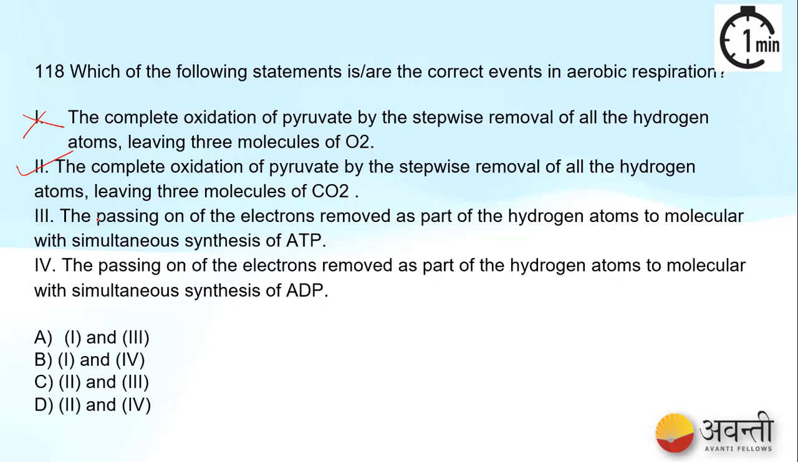Coming to option 3, the passing of the electrons removed as a part of hydrogen atoms also helps in the synthesis of ATP. So this is right. Whenever the hydrogen electrons are removed as a part of the electron transport chain, we synthesize ATP, right? That is why this is correct. Whereas in the last option, it is not ADP. The third option is right. So 1 and 3 are correct for 118. Sorry, 2 and 3 are correct. That is why option C is correct. Okay, let's go for the next question.